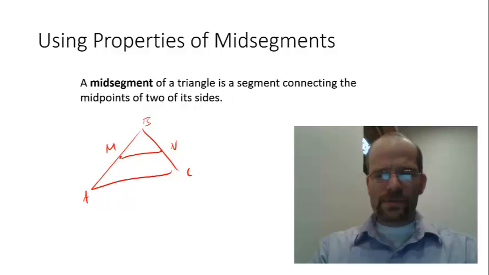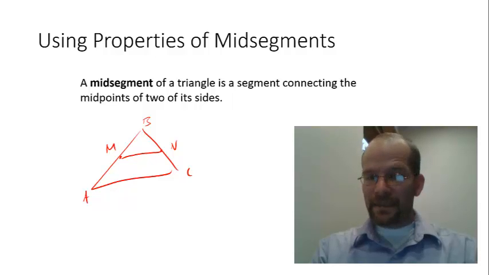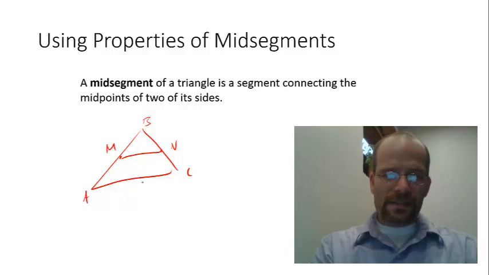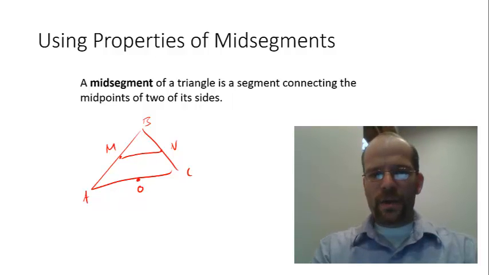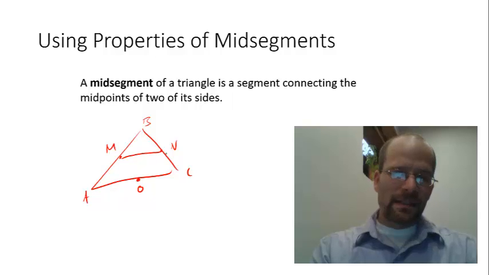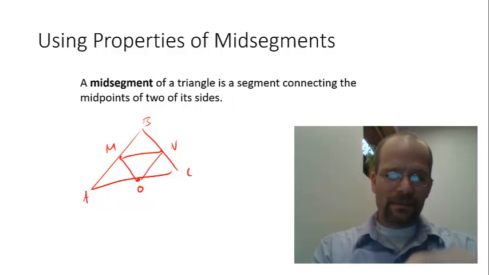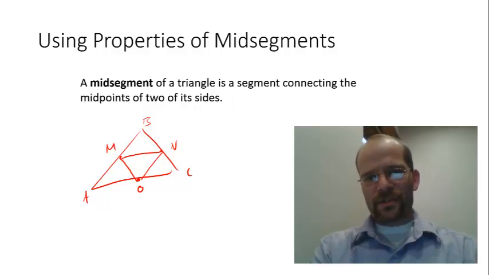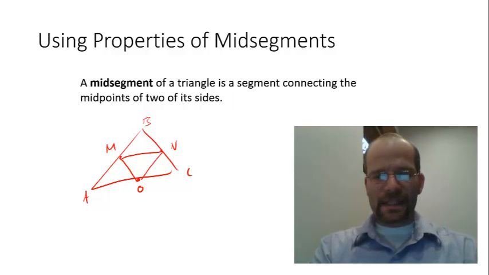Okay. Notice we talk about the properties of mid-segments, plural. Every triangle has 3 mid-segments. If we call this point O, and we say that point O is the midpoint of AC, you can see that we actually have one more mid-segment here, and another mid-segment there. So every triangle has 3 mid-segments.